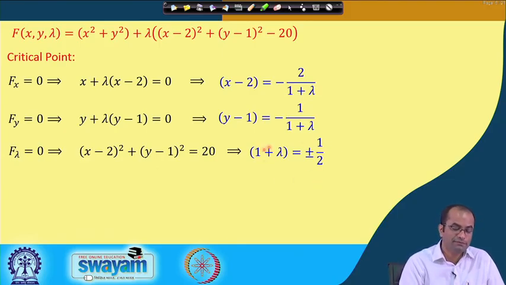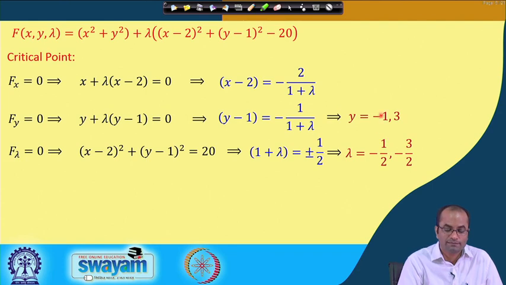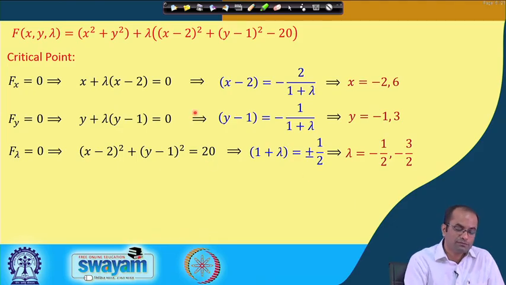Once we have the lambda here, we can get x and then corresponding y from this first and the second equations. So, from here we get lambda as minus half and minus 3 by 2. These are the possibilities which will finally satisfy this equation. From the second equation, when lambda is minus half, we will get y as minus 1, when lambda is minus 3 by 2, we will get 3, and from the first equation we will get x as minus 2 and 6. So, we have the solution of this problem.